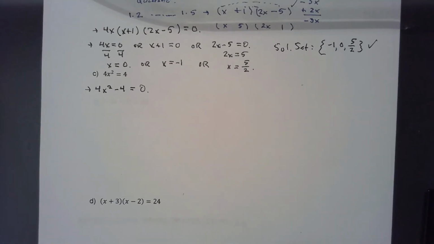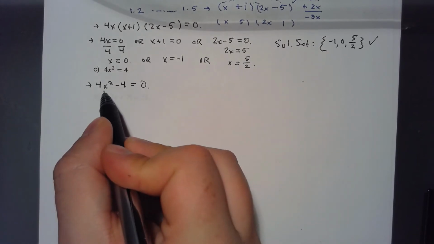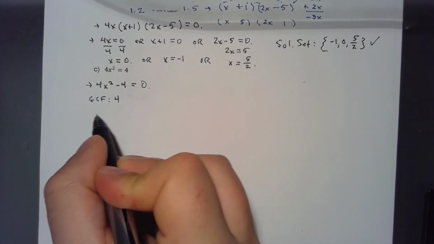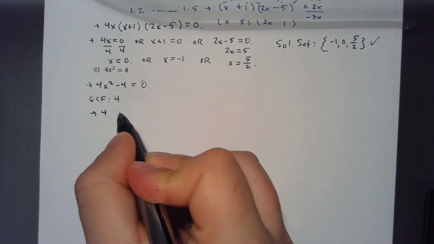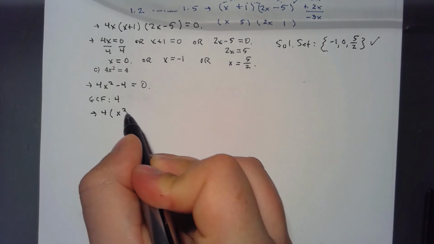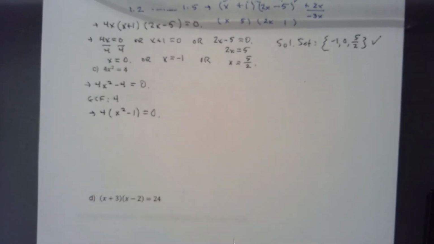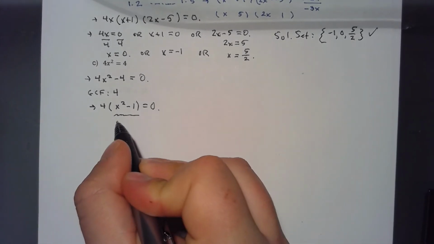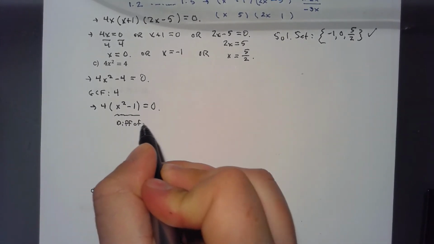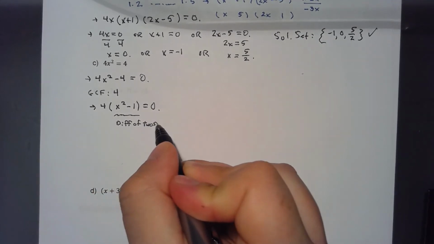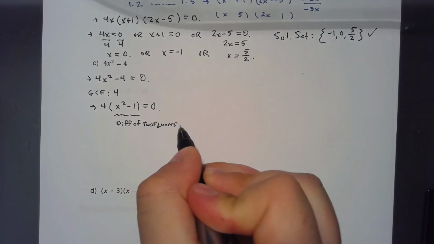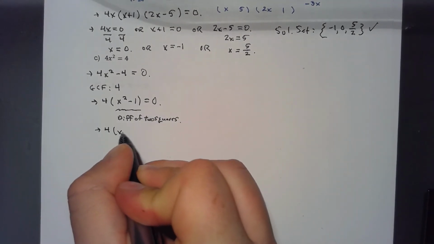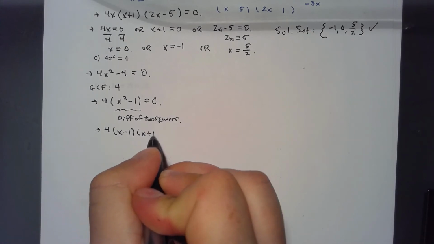Now I could factor. Now, they do have a GCF of 4 technically. So when I factor that out, I get 4 times what? X squared minus 1. And this right here is a difference of 2 squares. So when you factor that, you're going to get 4 times x minus 1 times x plus 1.